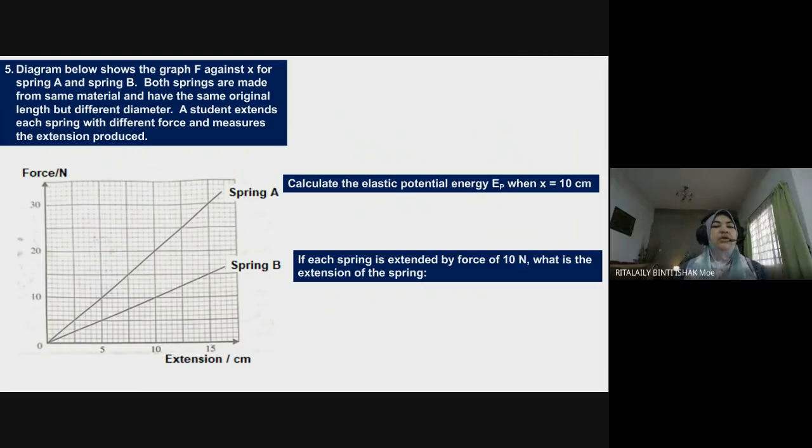Okay, so let's look at this question. The diagram below shows the graph of F against X for spring A and spring B. Both springs are made from the same material and have the same original length, but different diameter. A student extends each spring with different forces and measures the extension produced. Can you please calculate the spring constant for spring A and also for spring B?